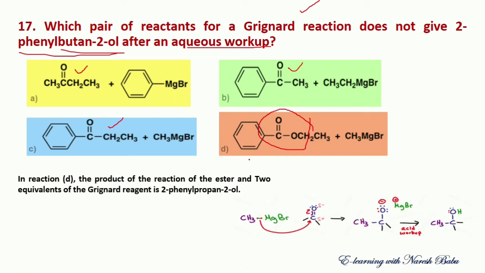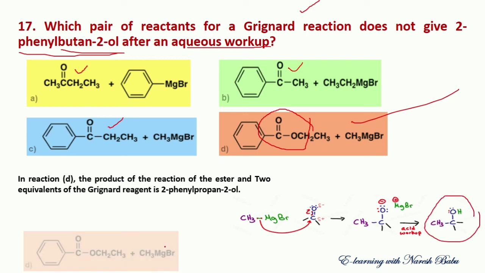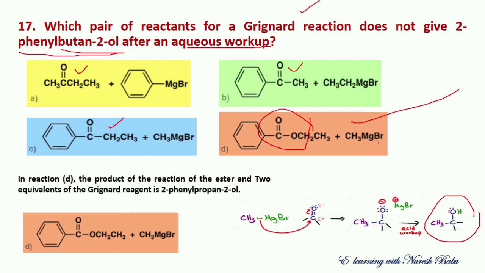So in reaction D, the product of the reaction of the ester and two equivalents of the Grignard reagent is 2-phenyl propanol only, propanol, not butanol. So the remaining three are giving the butanol. Here I have given a brief about the Grignard reaction. The methyl group migration is going to happen to the ketone or aldehyde, and after acid workup, this is the final compound we can see. So the option here is D. It is undergoing the Grignard reaction, but it is not giving 2-phenyl butanol, it is giving 2-phenyl propanol.